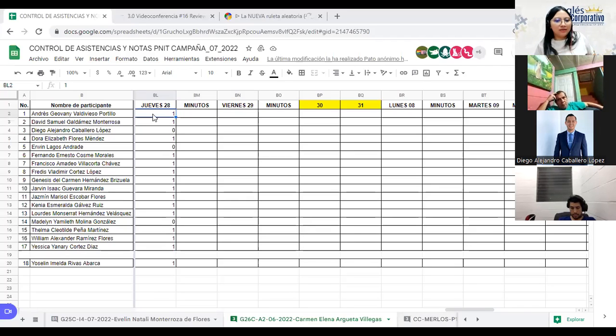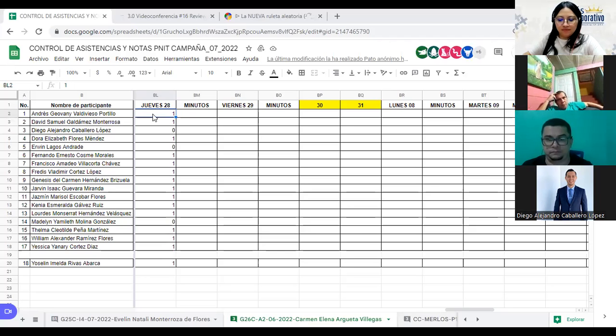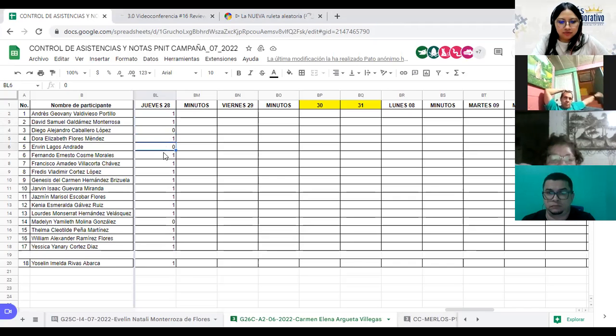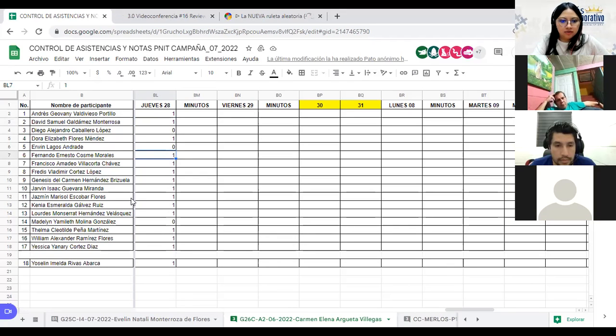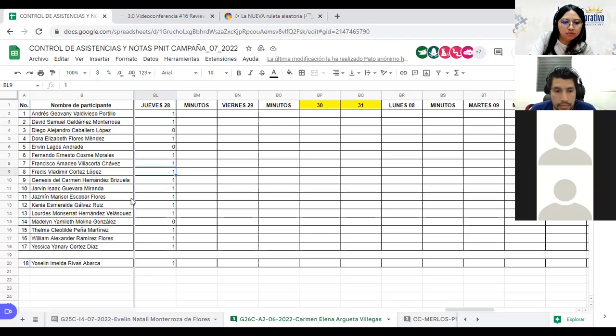Okay, here we go. So, Andrés, Giovanni, Valdivieso, Portillo. Present. Bien. David Samuel Galdames Monterrosa. Present, teacher. Diego Alejandro Caballero López. Dora Elizabeth Flores Méndez. Present. Erwin Lagos Andrade. Fernando Ernesto Cosme Morales. Present. Francisco Amadeo Villacorta Chávez. Present, teacher. Freddy Vladimir Cortés López. I'm here. Génesis de Carmen Hernández Brizuela. Present. Can you hear me? Yeah, we can. Okay, I'm sorry. Arvin Isaac Guevara Miranda. Present.